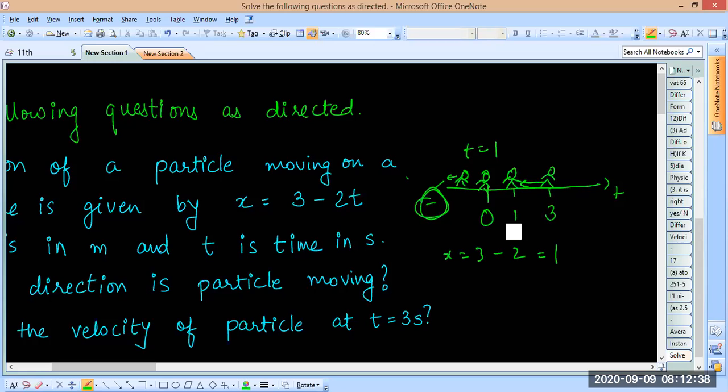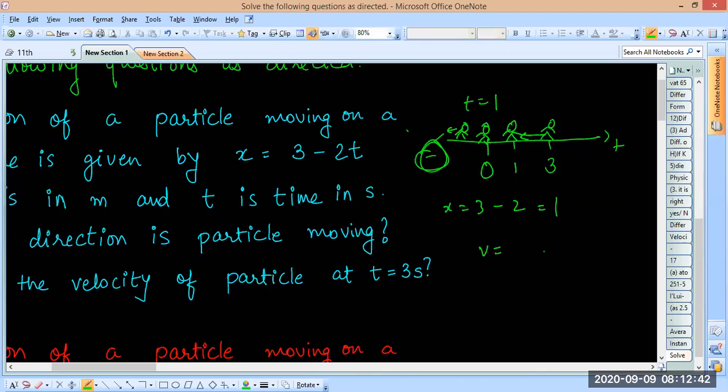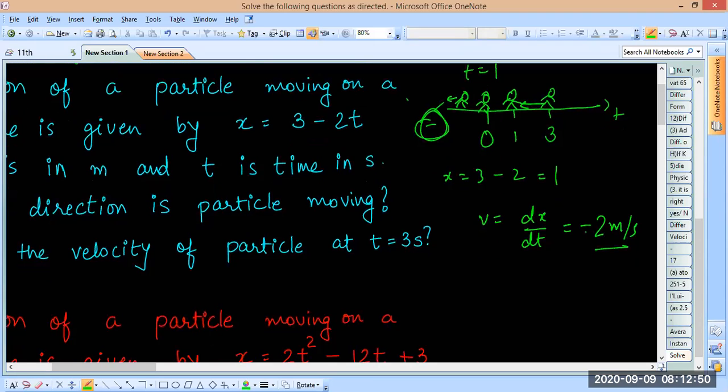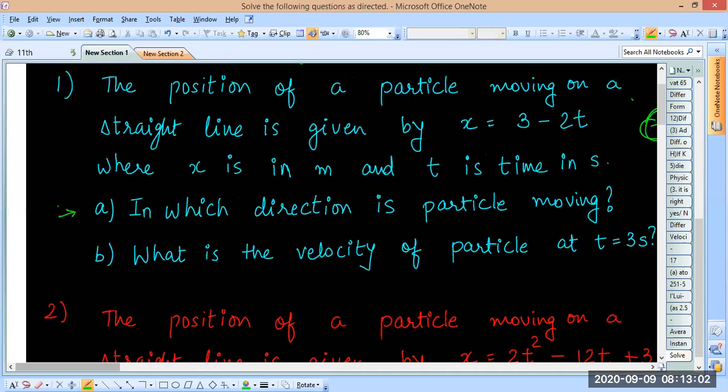And the other way of doing it is by this. If you find velocity, which is dx by dt, then that will turn out to be minus 2 meter per second. Now this velocity is negative. What does that indicate? This is indicating that the object is moving in the negative direction. So these are two ways to do it. The answer of this one is negative direction. Okay, B. What is the velocity of particle at 3 seconds?